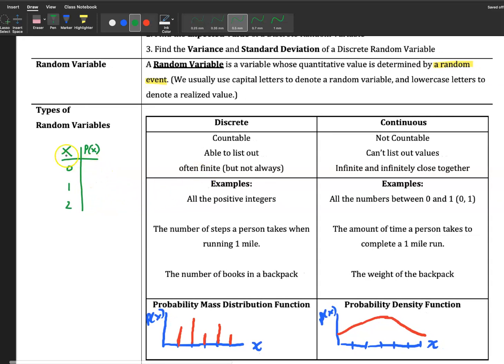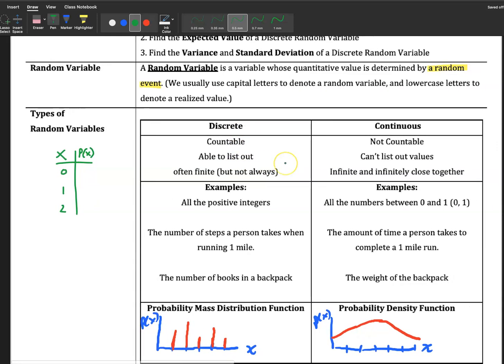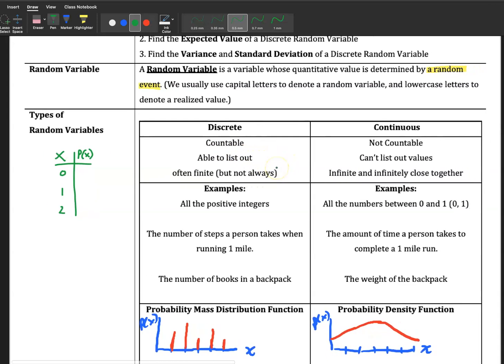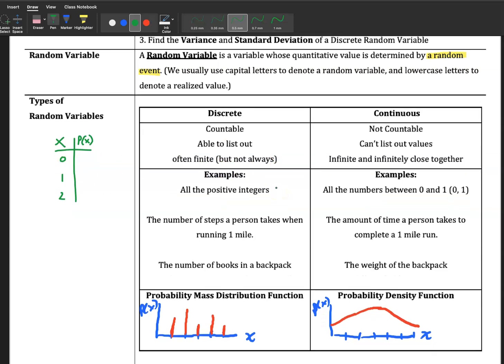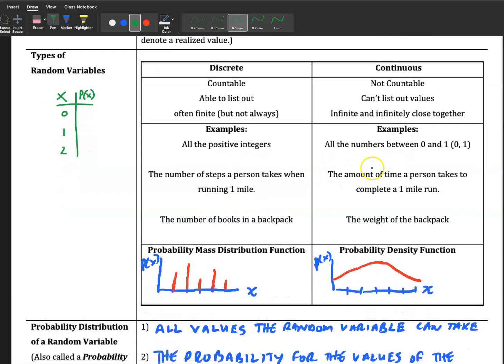In this case, the number of siblings would be a discrete random variable because it's countable. We're able to list it out. There's not an infinite number of ways to do that. Even if you say half a sibling, it would still be considered discrete versus continuous. And here are some examples that you could read of the different types of variables that would fall into those categories.